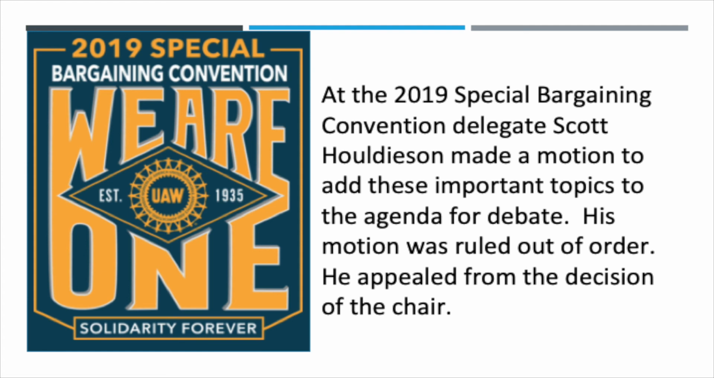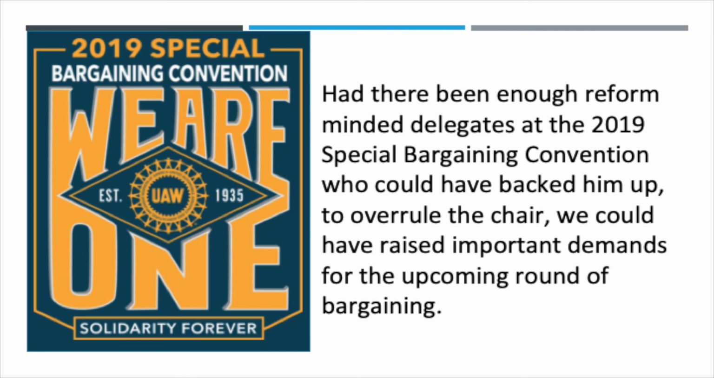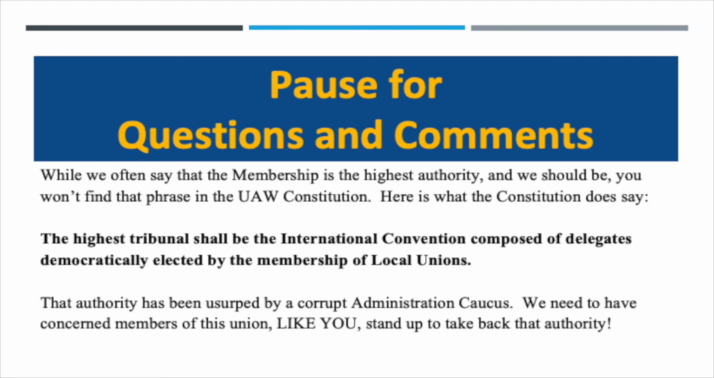He appealed from the decision of the chair. Had there been enough reform-minded delegates at the 2019 Special Bargaining Convention who could have backed him up to help overrule the chair, we could have raised important demands for the upcoming round of bargaining. So while we often say that the membership is the highest authority, and we should say that, you won't find that phrase anywhere in the UAW Constitution. Here's what the Constitution does say. The highest tribunal shall be the International Convention, composed of delegates democratically elected by the membership of local unions. That authority has been usurped by a corrupt administration caucus. We need concerned members like you to stand up and take that authority back.